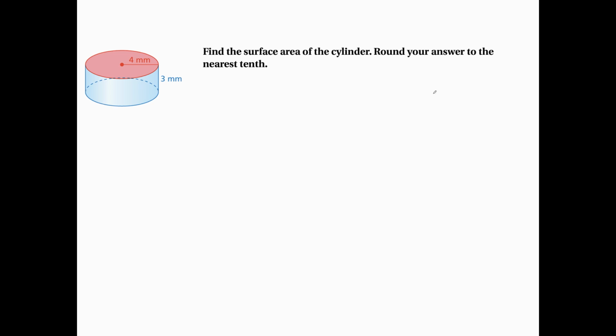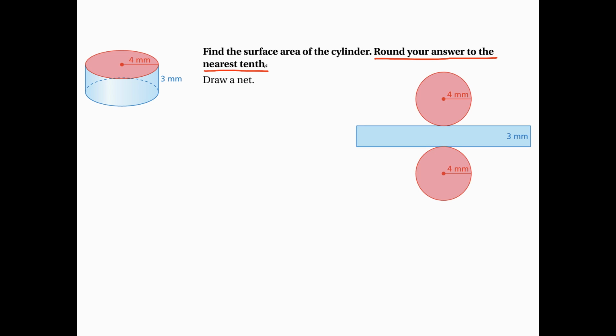Okay, pay attention here. It says find the surface area of the cylinder and round your answer to the nearest tenth. It's going to be important that you do that on the test. Okay, so here, draw a net. For those of you that like to draw nets, I say draw them, label them, and then use them to help you find the surface area. So there's my formula, and the radius is 4 millimeters. So I just plug that in, and I know that the radius is 4 and the height of my cylinder is 3.